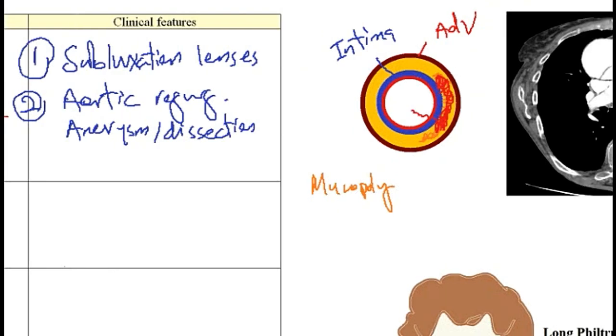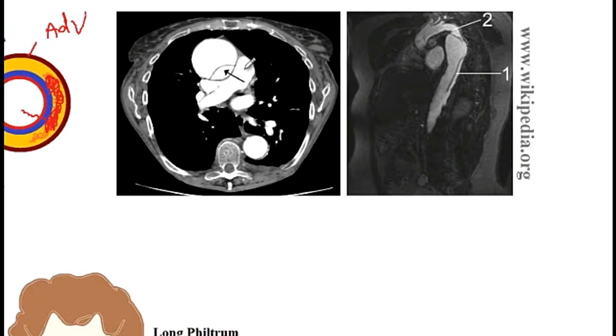And here is an example of aortic dissection, which is shown by the arrow. So here is the ascending aorta, and then we have the aortic dissection here. And here is another example of aortic dissection that you can see right here.